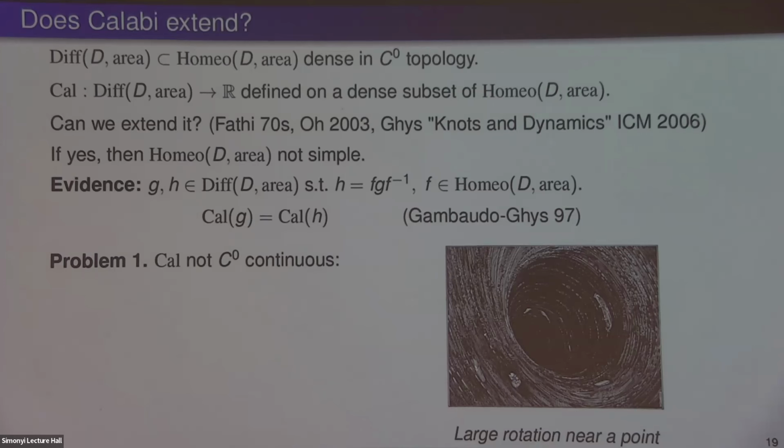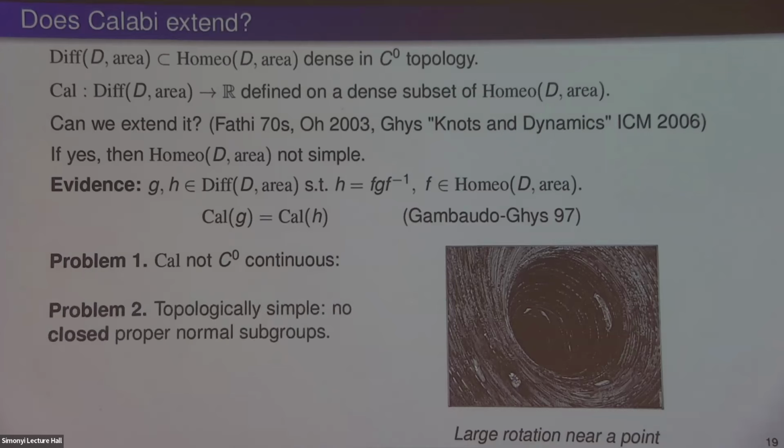But there's actually an even bigger problem, which I mentioned earlier, that our group just doesn't admit any continuous homomorphism. So it's not just the problem that the Calabi invariant is not C0 continuous. There's just no such thing whatsoever. So maybe it's not clear.